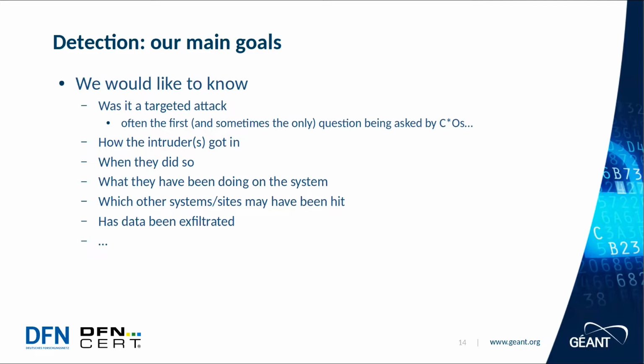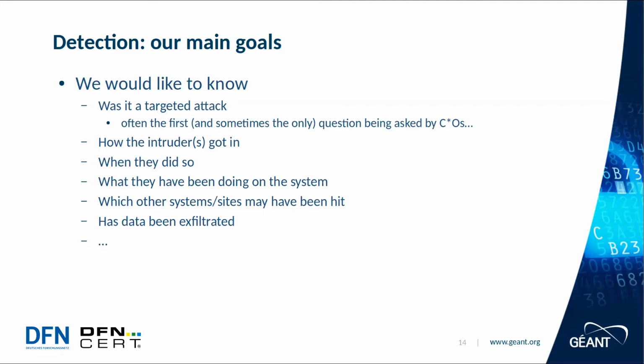When did they do what? What have they been doing in the systems? Are there other systems on our side involved? So, for example, what we call lateral movement. What we very often see is that attackers use a maybe not so important system in your organization or in your infrastructure, which may not be as well patched as other systems, and they use that system as a stepping stone in order to gain access to other systems, because there already are trust relationships.